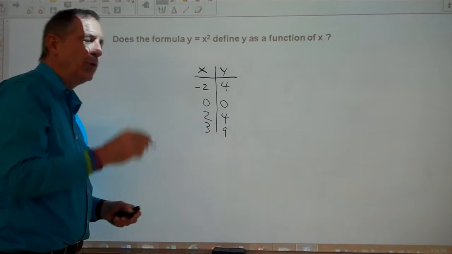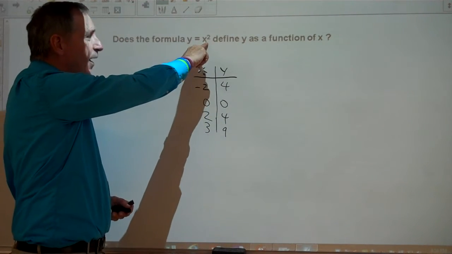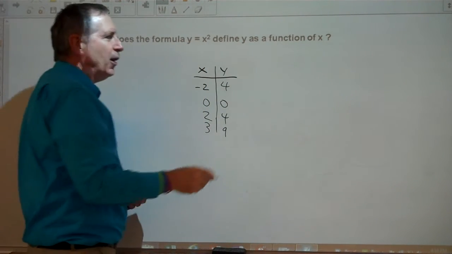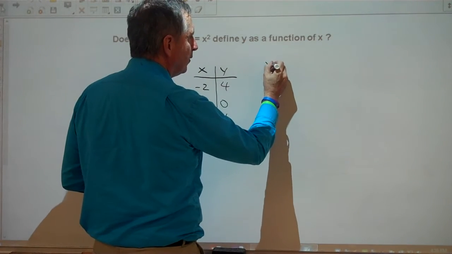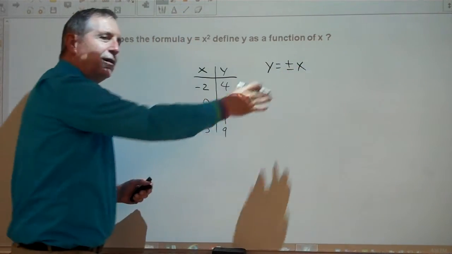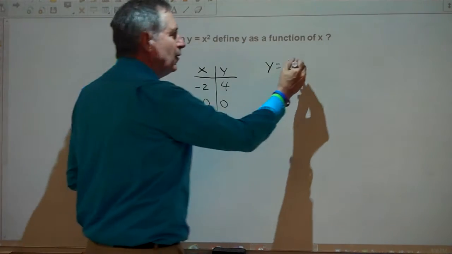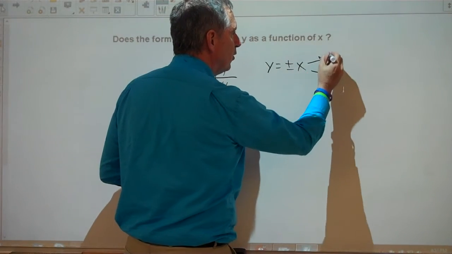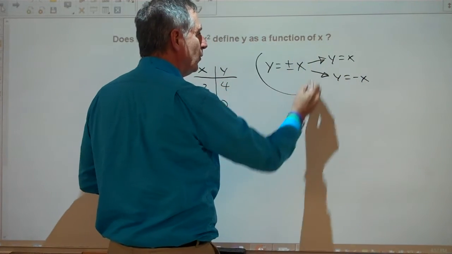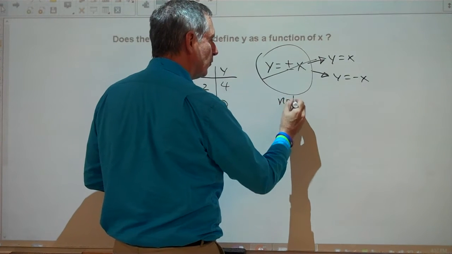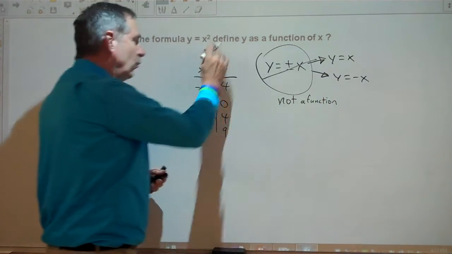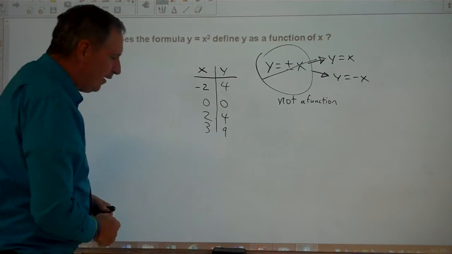No matter what real number we put in for x, we're only going to get one possible output value. So therefore, this would be a function. Now, if we said y equals plus or minus x, this would be an example of something that is not a function, because this could be either y equals x or y equals -x. So this one would be not a function, whereas y equals x squared would be an example of an equation that is a function.